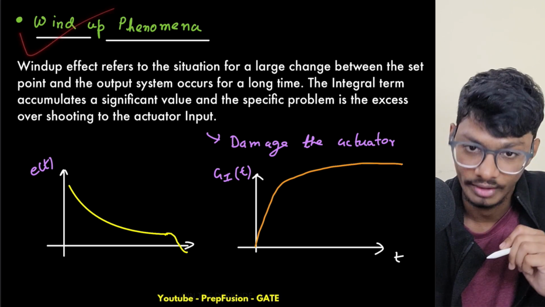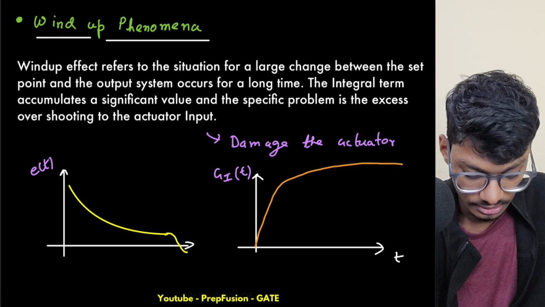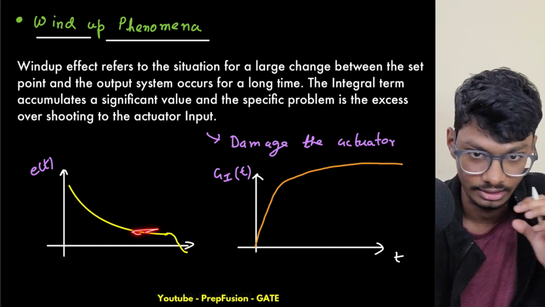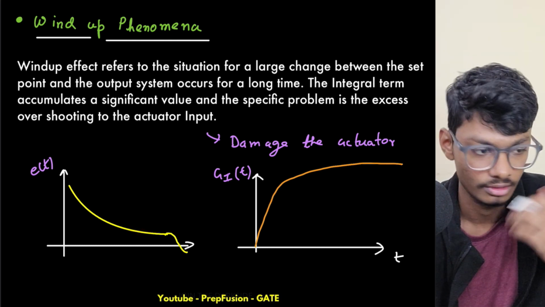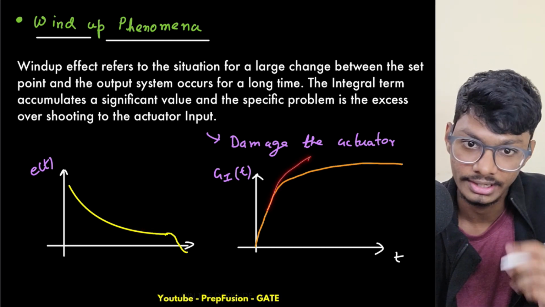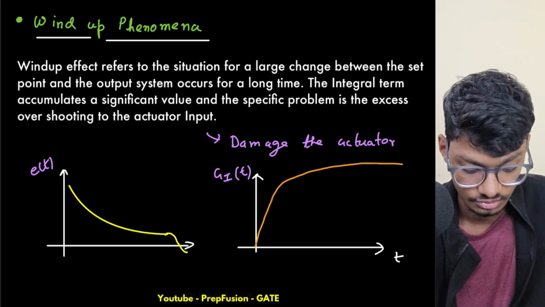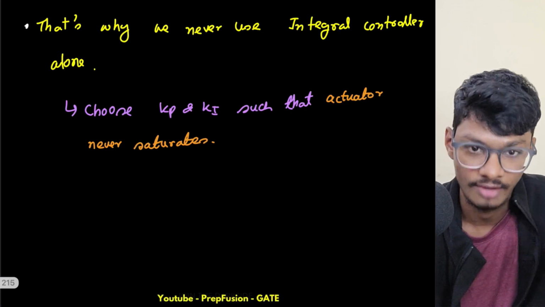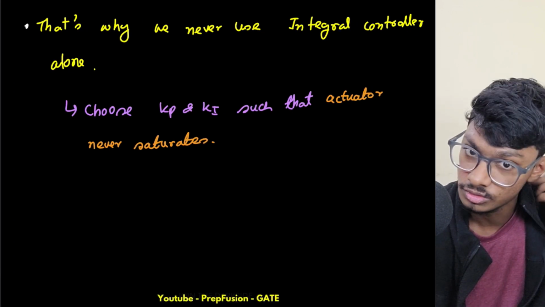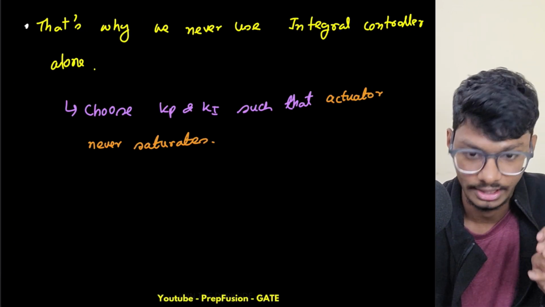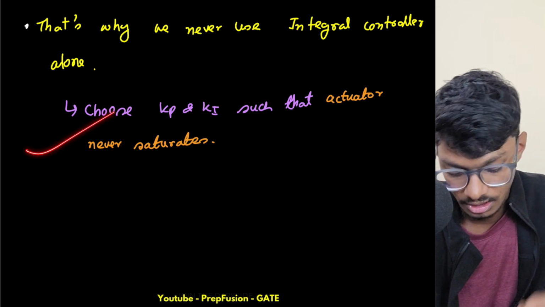So we learned about the wind up phenomenon, where initially if the error signal is positive, a low value but positive for a while, then this will only accumulate and give more and more input to the actuator, and the actuator may get saturated, so that may damage the actuator. That is very harmful. That's why it is very dangerous to use only integral action. Proportional action should also be used with this controller.